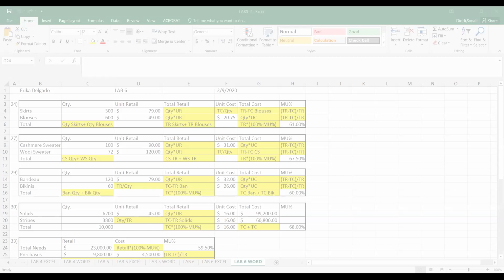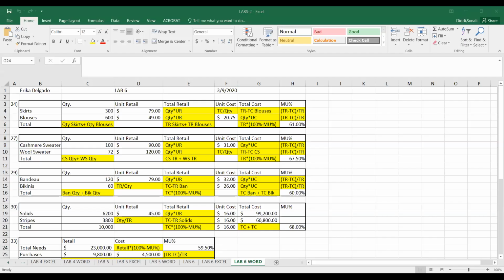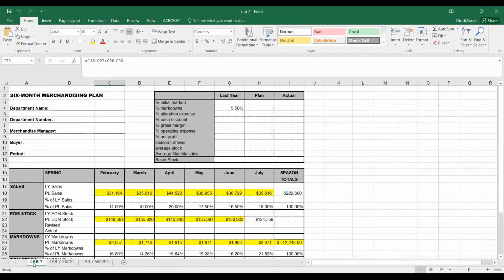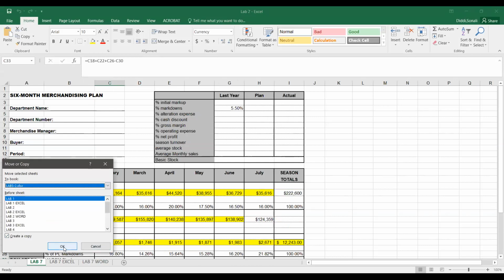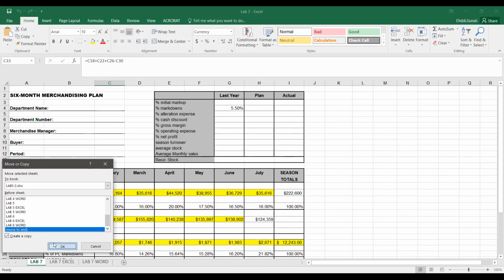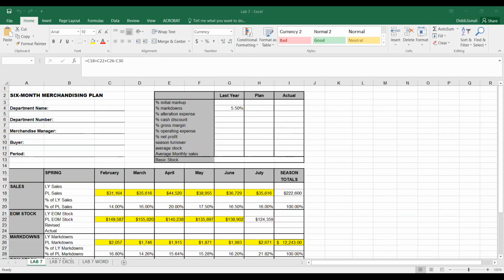I'm sharing her new file. I am adding this with move or copy, move to end, create a copy, and I'm going to add it in her portfolio. I'm going to say move to end. You can see the lab 7 has popped up. Let me shift everything out and then I'll show you the screen.